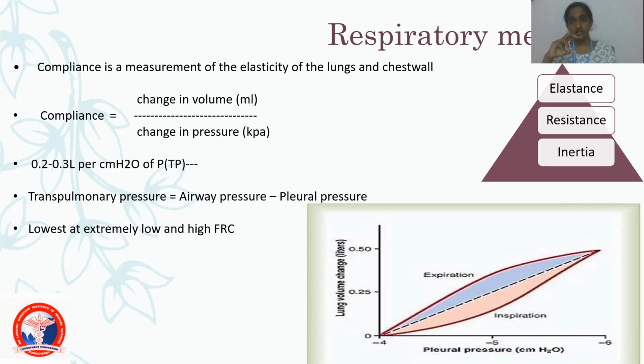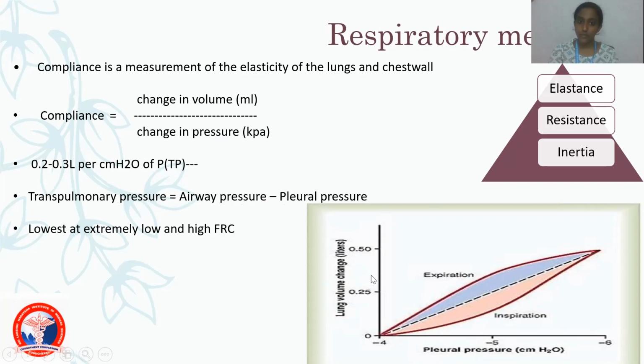Compliance can be defined by an equation: it is the change in volume divided by the change in pressure. The normal compliance is 0.2 to 0.3 ml per centimeter of water change in transpulmonary pressure. What does transpulmonary pressure mean? It is the airway pressure minus the pleural pressure. Compliance will be low whenever FRC is low or whenever FRC is very high; at both extremes, compliance will be low. So we have to maintain a normal FRC in order to achieve maximum compliance.